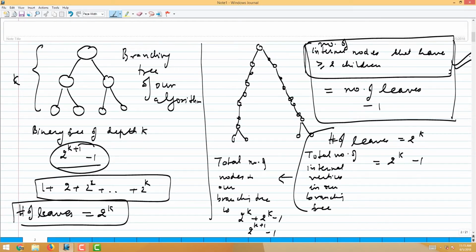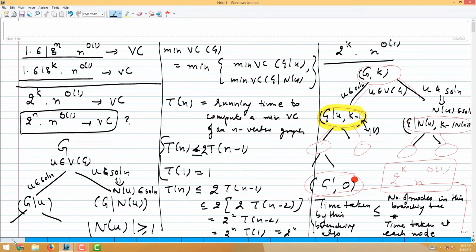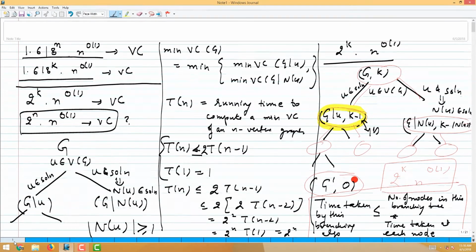Because we want to bound the total number of vertices in the branching tree to get an upper bound on the running time of the branching algorithm. Okay, so this was some tree stuff. So coming back to the branching algorithm, we designed a 2 power k algorithm here, right? Again, this is in the same spirit as the 2 power n algorithm that we saw.